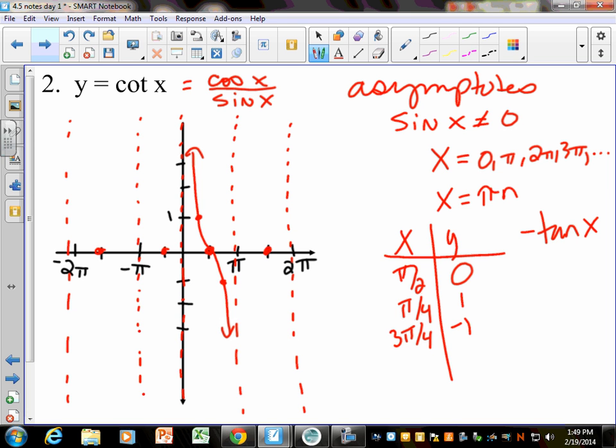But then just like tangent, it's going to repeat itself between every asymptote. So once you get one set done, it just repeats itself over and over again. So when it says to make 2 periods, you only got to make 2 of those. Like I just grabbed 4 periods because I just always go from 2 pi to negative 2 pi.